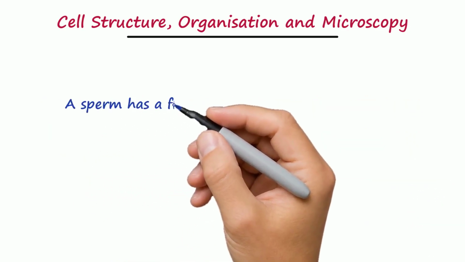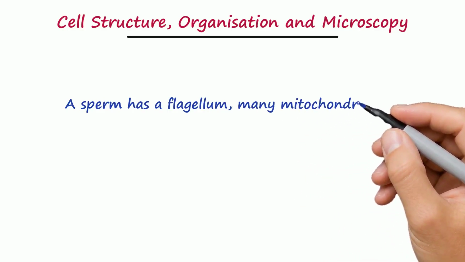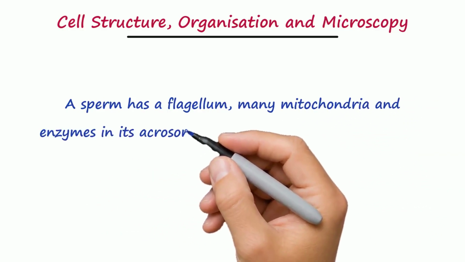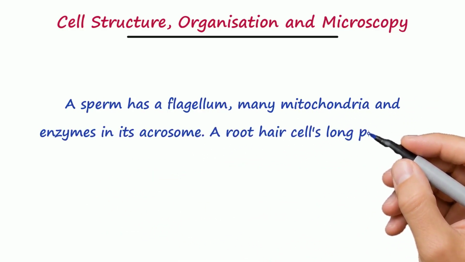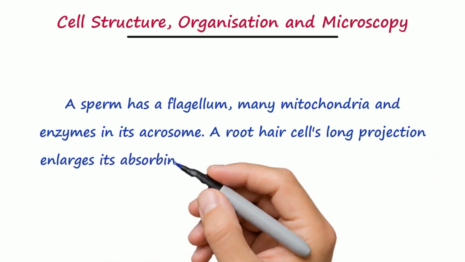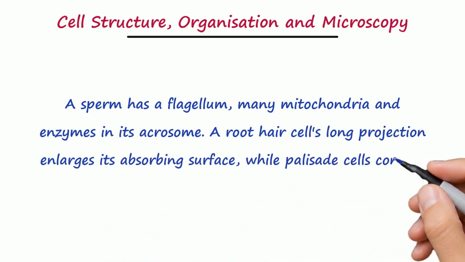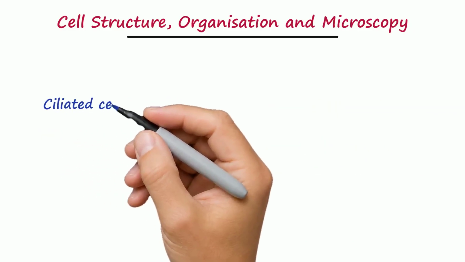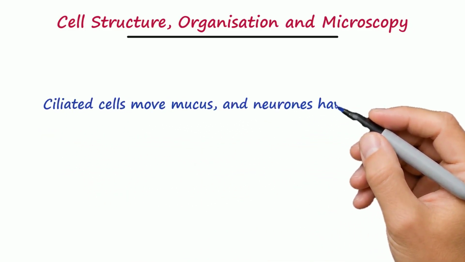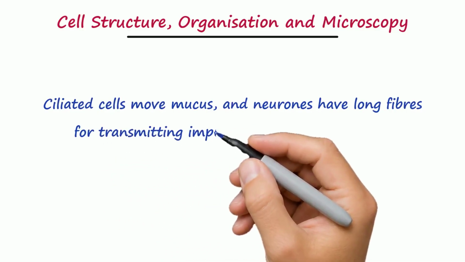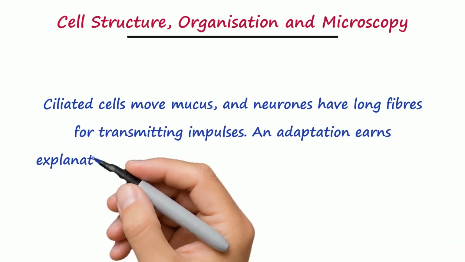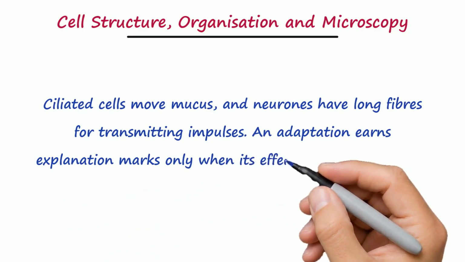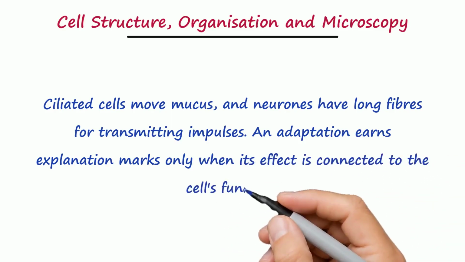A sperm has a flagellum, many mitochondria and enzymes in its acrosome. A root hair cell's long projection enlarges its absorbing surface, while palisade cells contain many chloroplasts. Ciliate cells move mucus, and neurones have long fibers for transmitting impulses. An adaptation earns explanation marks only when its effect is connected to the cell's function.